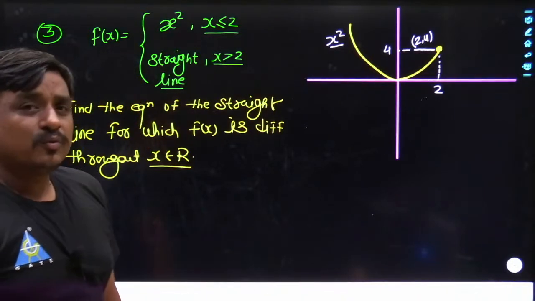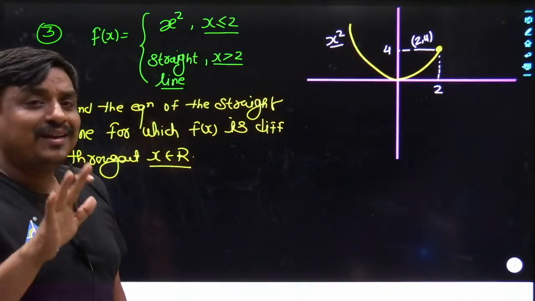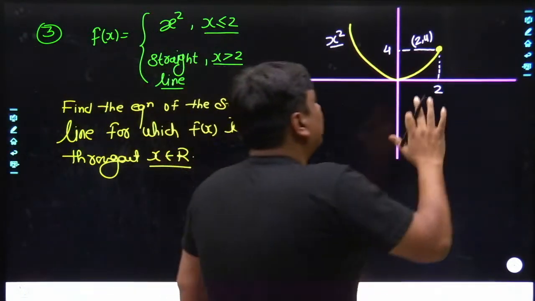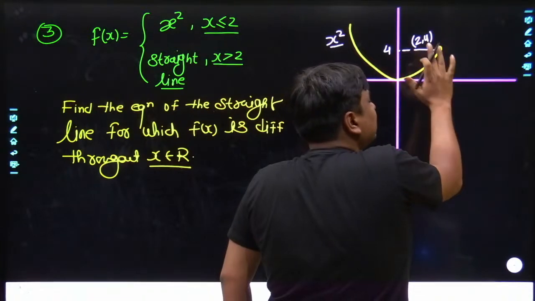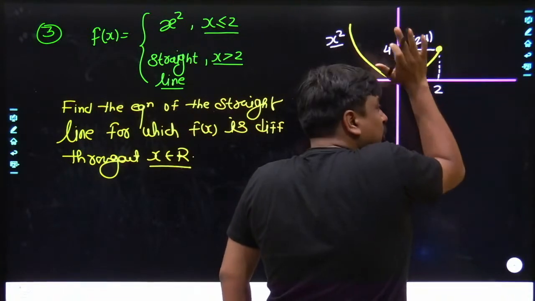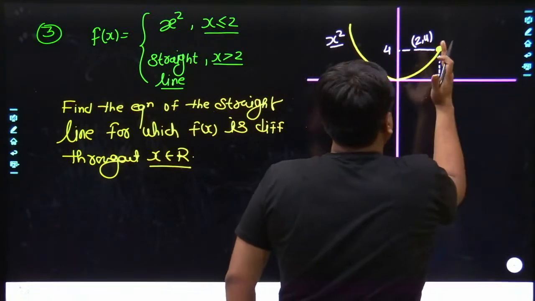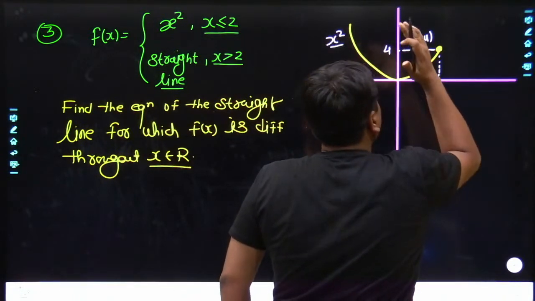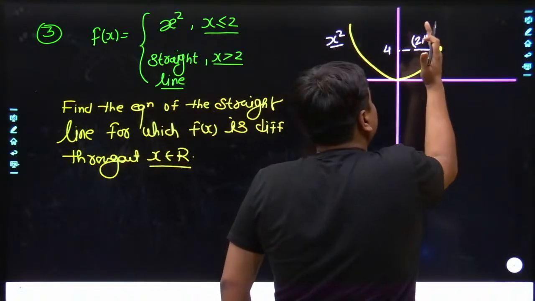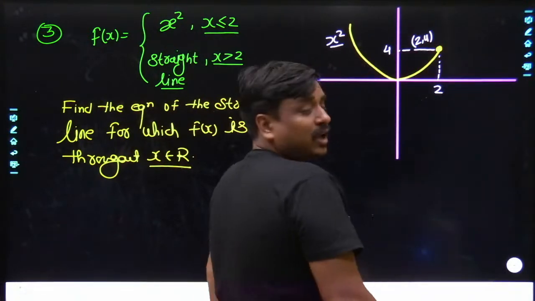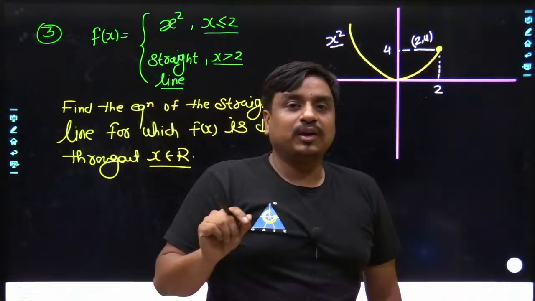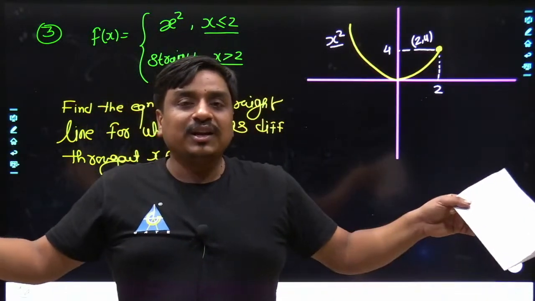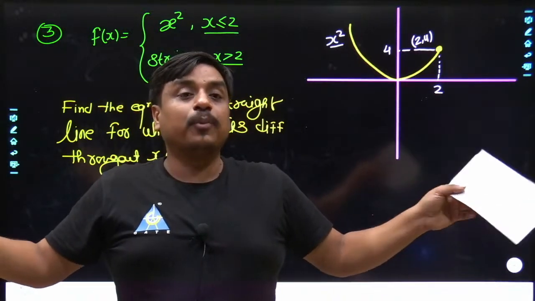Now from here onwards we had to design a straight line in such a way that it must be differentiable precisely at x equals 2. I need not bother about x square except at x equals 2, and similarly I need not bother about the differentiability of the straight line apart from x equals 2. Why? Because y equals x square remains continuous as well as differentiable throughout the range of x as it is a polynomial.